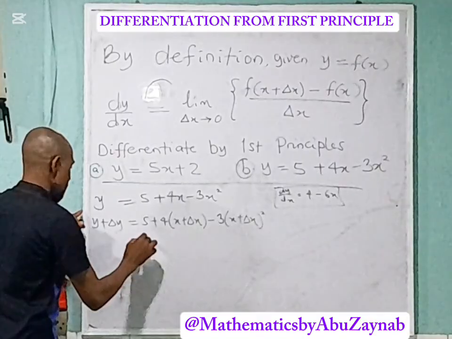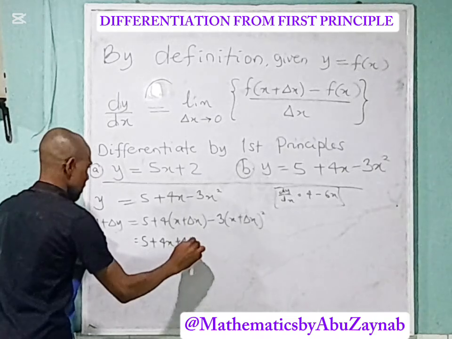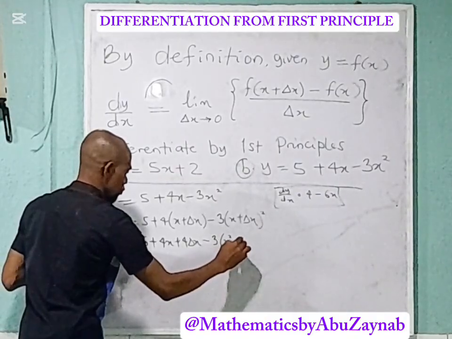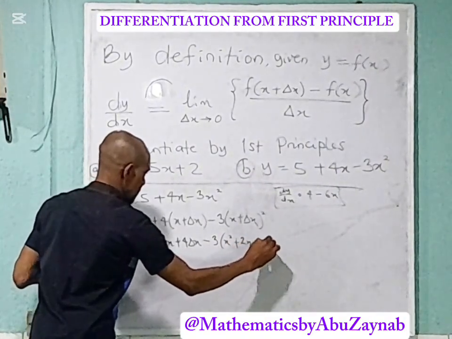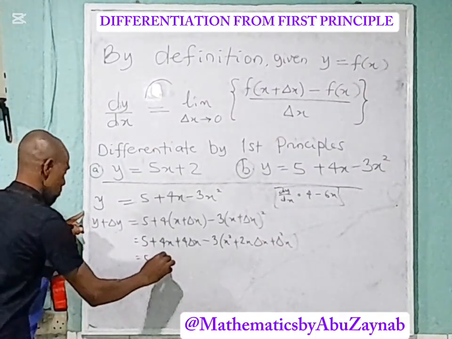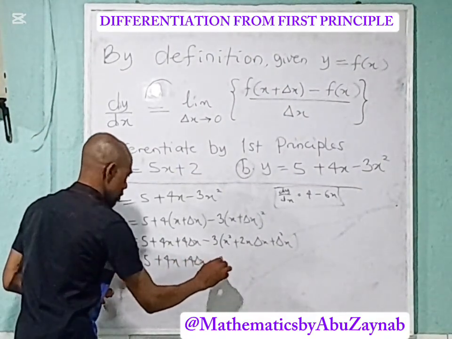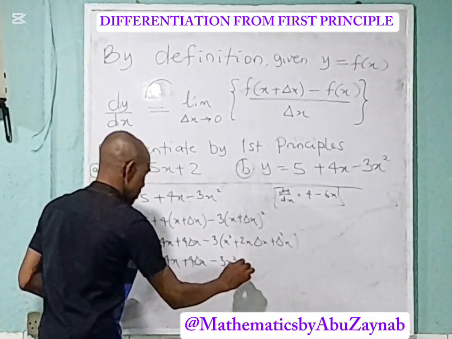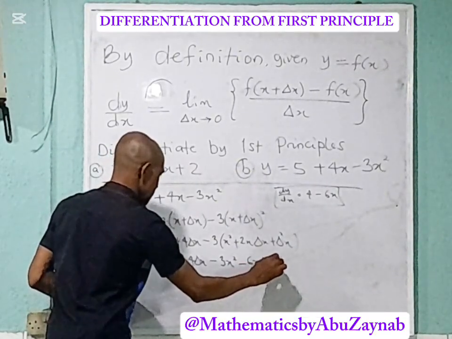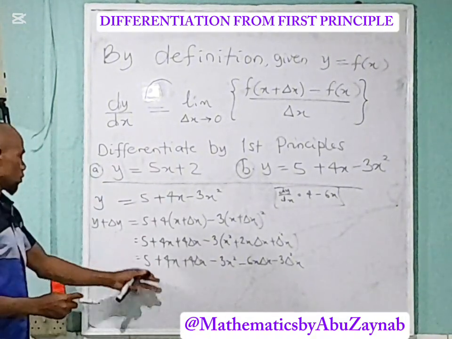The next thing you do is to simplify the right hand side, and that gives 5 plus 4x plus 4 delta x minus 3 times (x squared plus 2x delta x plus delta x squared), which in turn, opening the bracket, results in minus 3x squared minus 6x delta x minus 3 delta x squared. So this is just the right hand side.